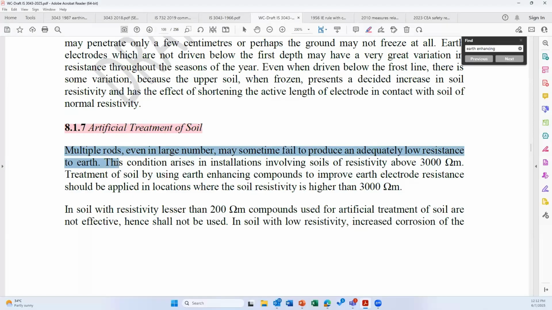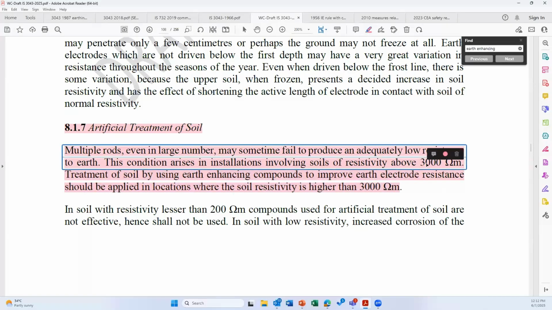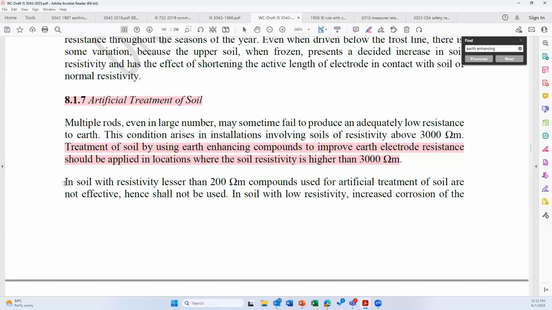Except 10 ohm for a type A earth electrode in case of lightning protection. This condition arises in installations involving soil of resistivity above 3000 ohm meter. That means if the soil resistivity is below 3000 ohm meter, you don't need this particular thing. Treatment of soil by using earth enhancing compound to improve earth electrode resistance should be applied in locations where the soil resistivity is higher than 3000 ohm meter. That means if the soil resistivity is lower than 3000 ohm meter, you should not use earth enhancing compound.